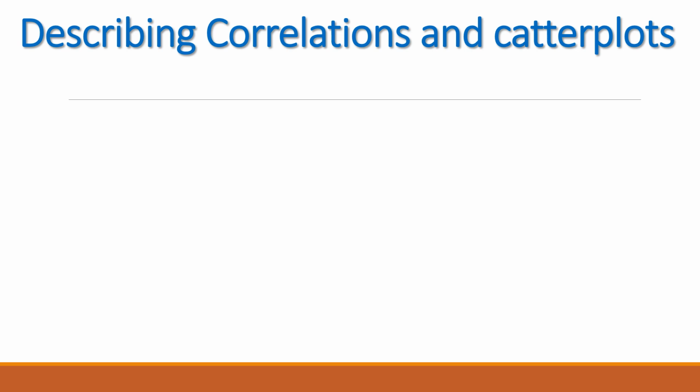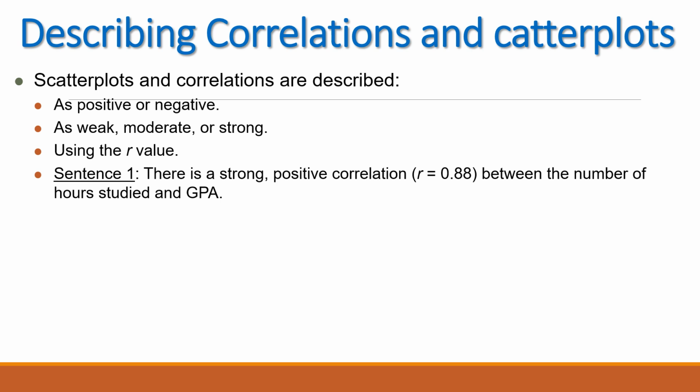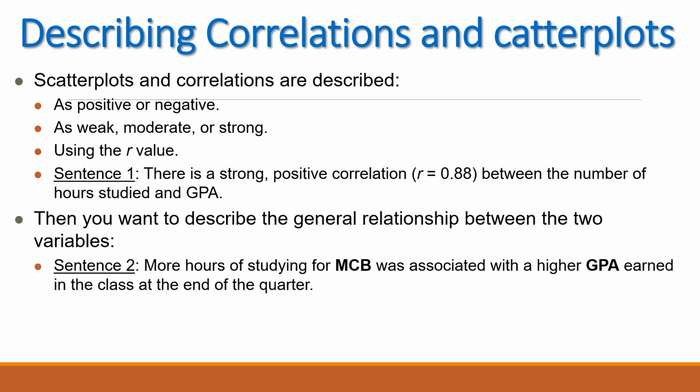So to conclude, in describing correlations and scatter plots, we shall take note that scatter plots and correlations are described as positive or negative, as weak, moderate, or strong, and using the R-square or R value. For example, in our previous example, we can put the first sentence to describe the relationship between study hours and GPA as that there is a strong positive correlation between the number of study hours and GPA.